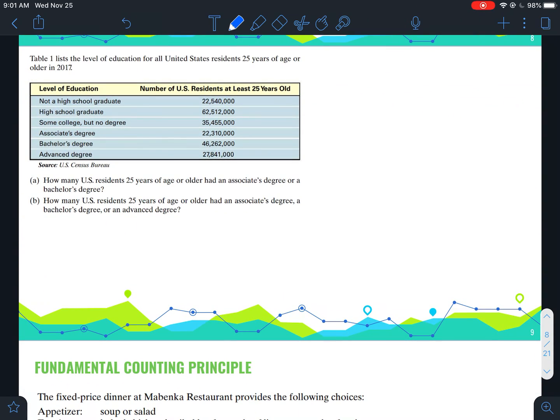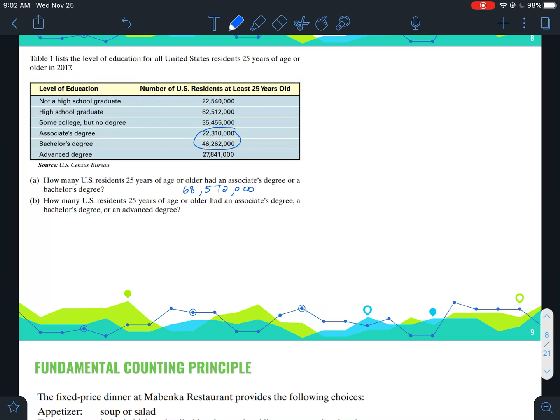All right. Table 1 lists the level of education for all U.S. residents 25 or older in 2017. So how many U.S. residents 25 or older had an associate's degree or a bachelor's degree? You would just add these two columns together, and we would get 68,572,000 who had an associate's or bachelor's degree that were 25 or older in 2017.